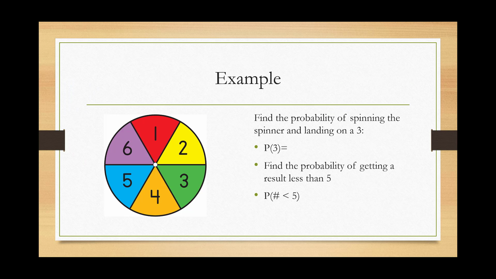Again, let's try some examples. So look at the spinner. It has the numbers 1 through 6, and each of them has a color on it. 1 is red, 2 is yellow, 3 is green, 4 is orange, 5 is blue, and 6 is purple. Let's find the probability of spinning the spinner and landing on a 3. So we're definitely doing theoretical here. We're not actually going to spin the spinner. But all of the pieces of the spinner are equally likely. They have the same size. So when I look at the probability of getting a 3, I say, well, how many ways could I get a 3? Just one way. And how many things were possible? What's in our sample space? 6 things. So my probability is 1 over 6.